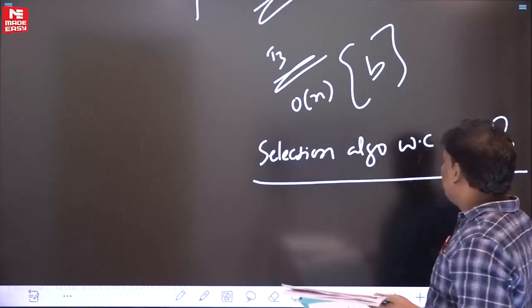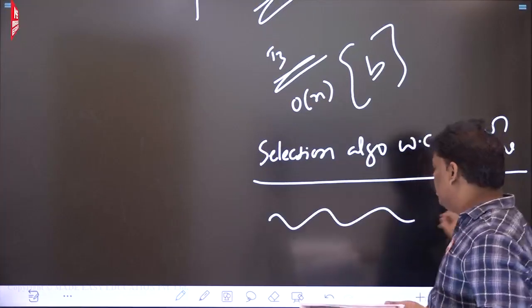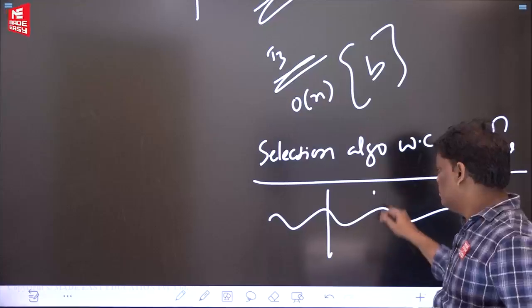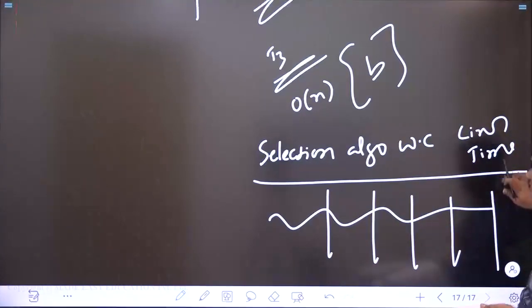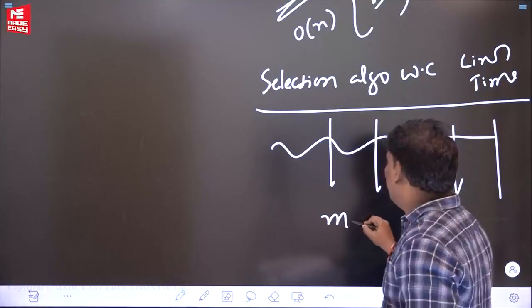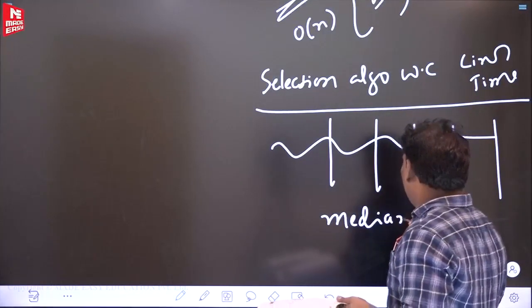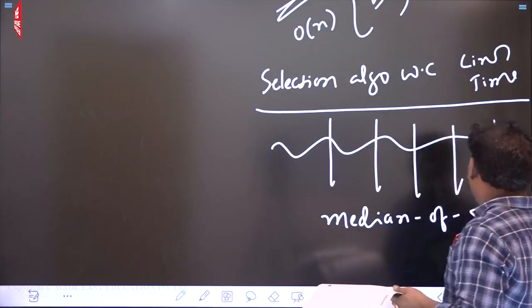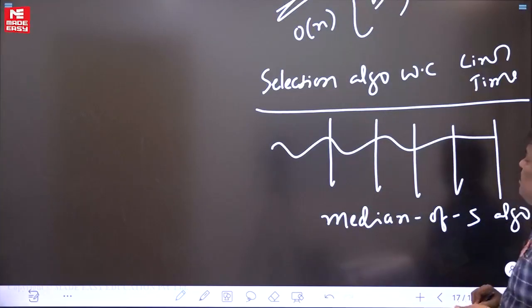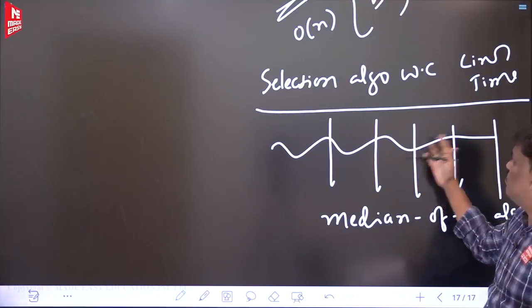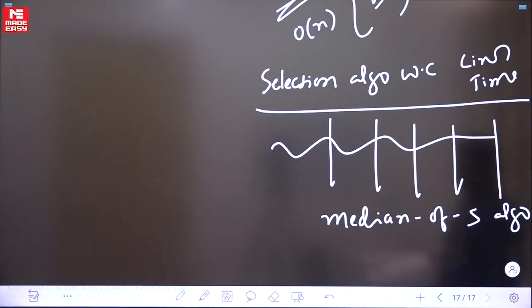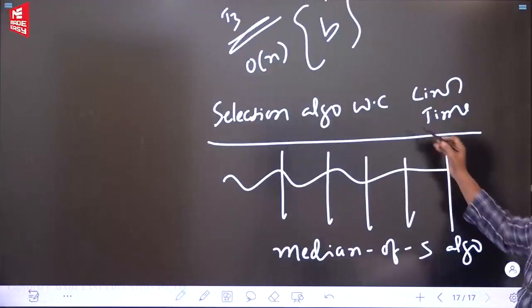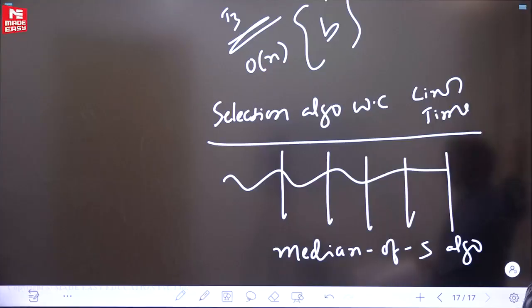You will divide the given array into 5 parts, n by 5, n by 5, n by 5. That is the reason this algorithm is also called the median of 5 algorithm. Divide the given array into 5 equal groups. Another name is selection algorithm, worst case time, linear.